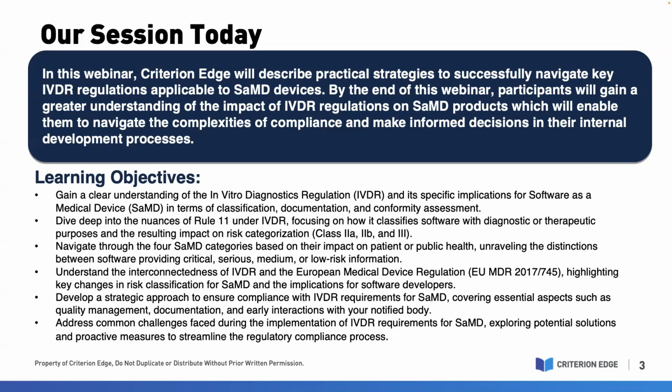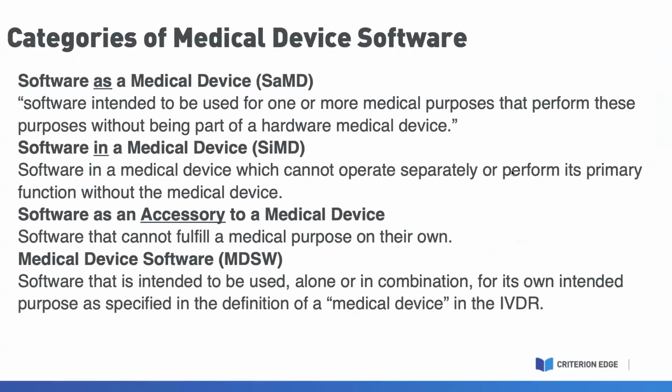So we have our learning objectives laid out here. There are quite a few, so we're going to try to cover quite a bit of ground. But mostly at the end of today's webinar, we want to make sure that you have a good idea of some of these common challenges to anticipate and the ability to explore potential solutions and be proactive so that you can really streamline your regulatory compliance process. So next slide, please. Okay, let's start with some definitions.